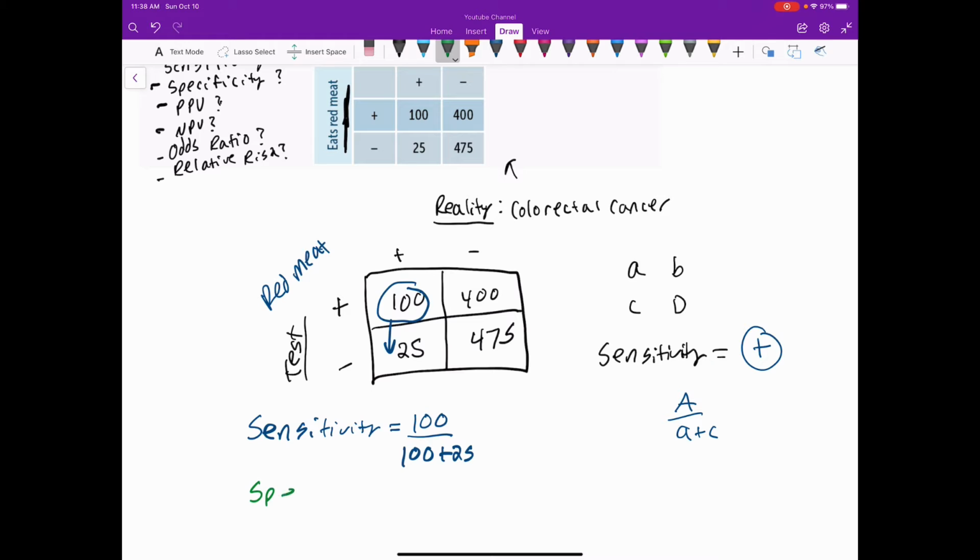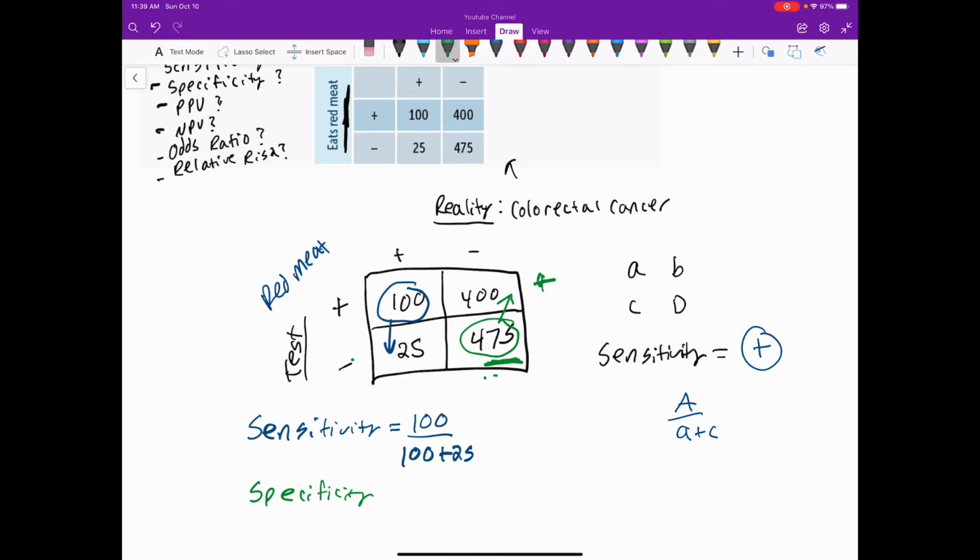Now for specificity, I'm just going to do the complete opposite. So I'm going to write specificity in green. And what is specificity trying to do? Well, I'm trying to rule things in. I'm trying to see why not eating red meat contributes to not having colorectal cancer. So I'm trying to rule it in. So what am I going to do? I'm going to circle this one. I'm going to go up.